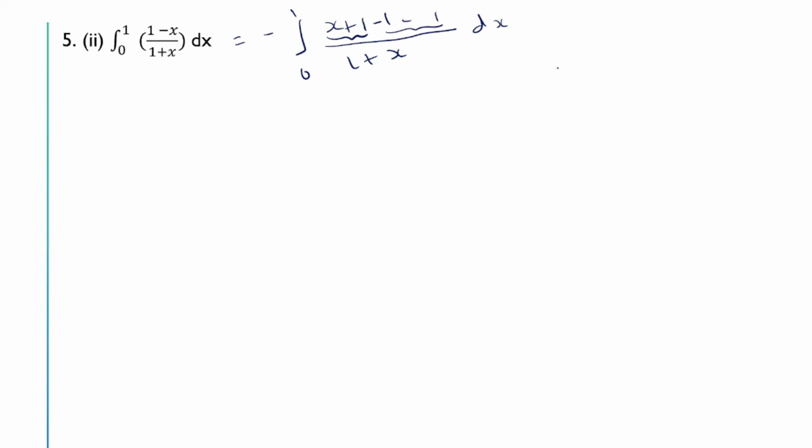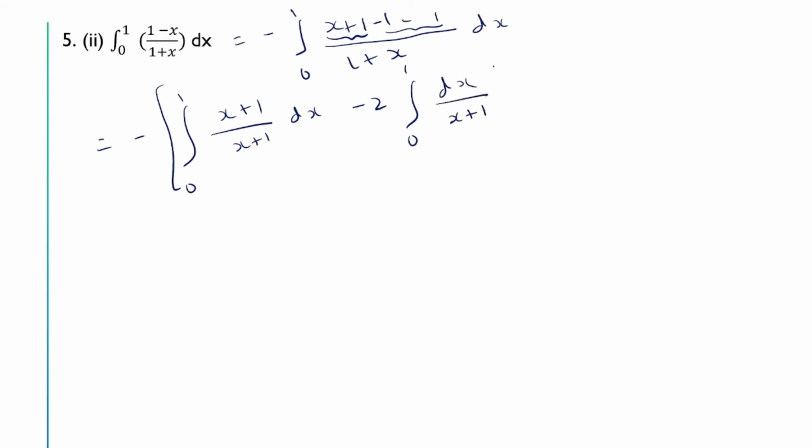1 is minus 2. So this is equal to minus of integral 0 to 1 (x plus 1) upon (x plus 1) dx minus 2 integral 0 to 1 dx upon (x plus 1). So this is integral dx and this is minus 2 integral 0 to 1 dx upon (x plus 1).